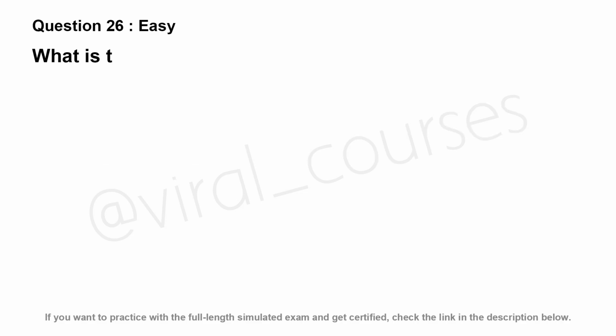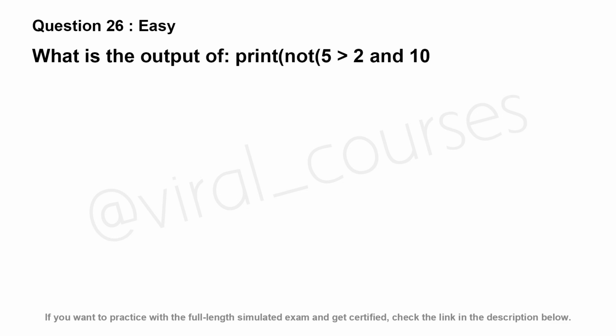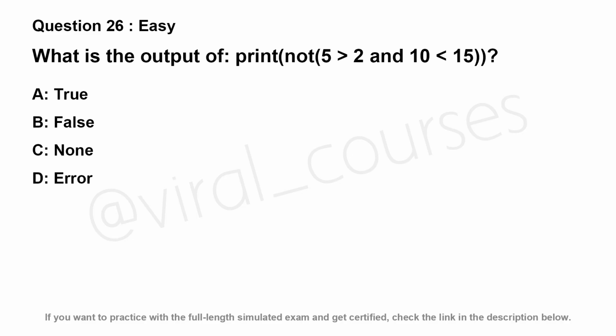What is the output of print(not (5 > 2 and 10 < 15))? Option A. True. Option B. False. Option C. None. Option D. Error.